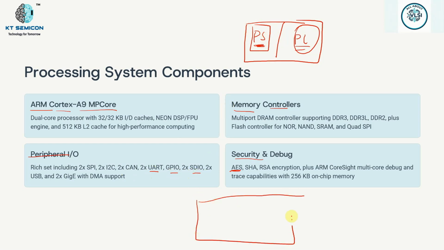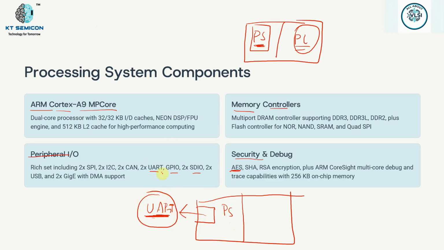Let me show you. So this is nothing but my processing system, PS. So let us take one particular IP like UART. Now let's say I want to establish a connection using my UART. If my data has been sent and I want to send the data using this UART protocol, then my processor is going to take care of how it is going to use this UART IP.